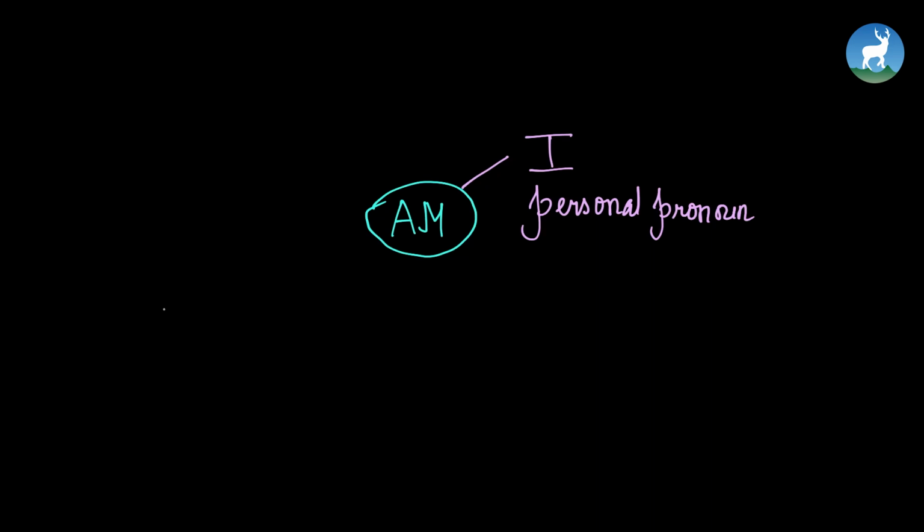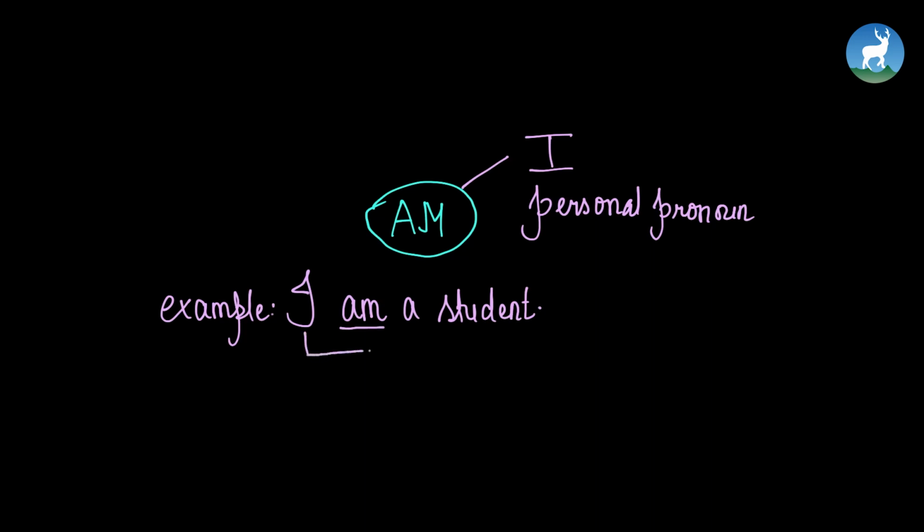Okay, let's take an example. When do we use am? So we use am to, of course, link the first part of the sentence to the second part of the sentence. Am is always used with the personal pronoun I. So let's start the sentence using I am a, let's say, student. Here, am is describing I, right? It's linking the first part of the sentence to the second part of the sentence. With the help of am, I is being described, right?